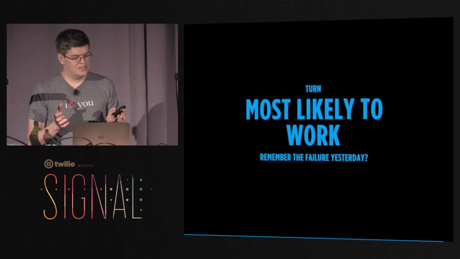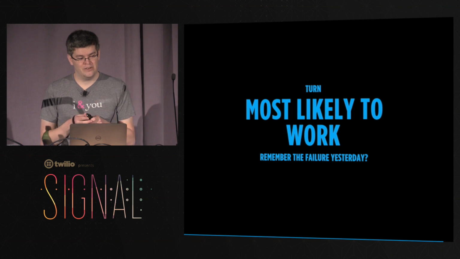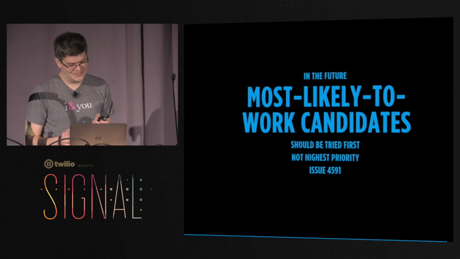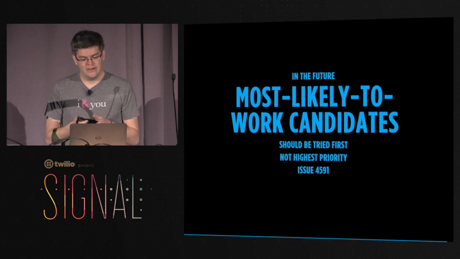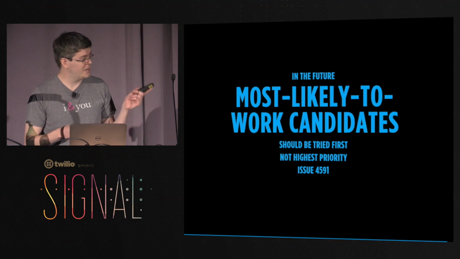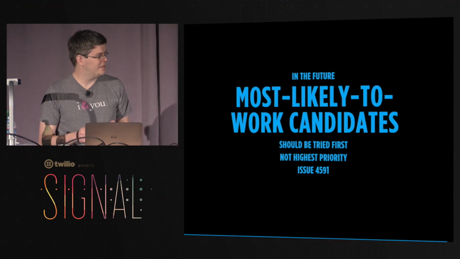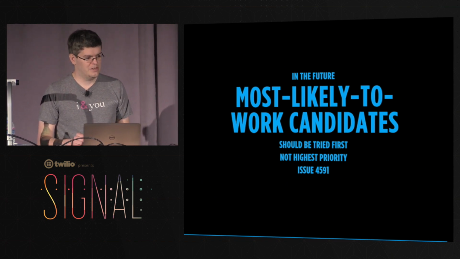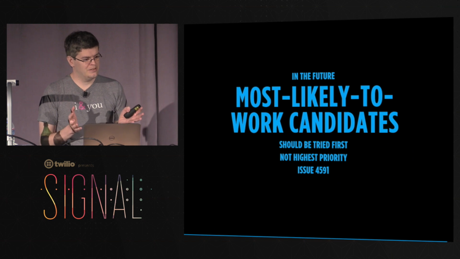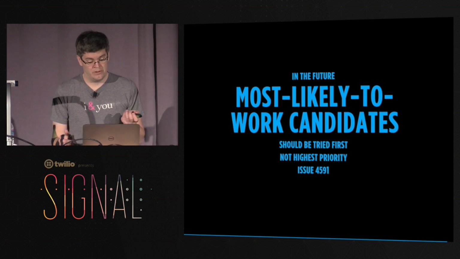So the thing is, TURN is the thing that is most likely to work. If you remember the failure during the keynote yesterday, that might have prevented it. And in the future, the most likely to work candidates should be tried first, not the highest priority, which is actually the title of one of the recently filed issues in the Google WebRTC library. So they're listening to this feedback, and they're creating issues and then fixing them with high priority.